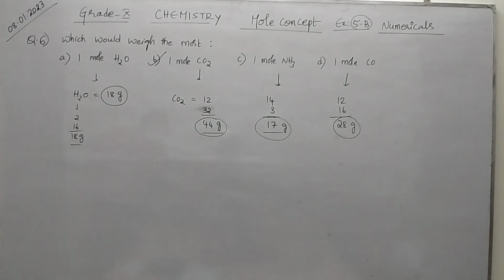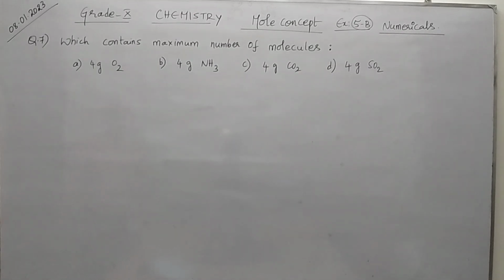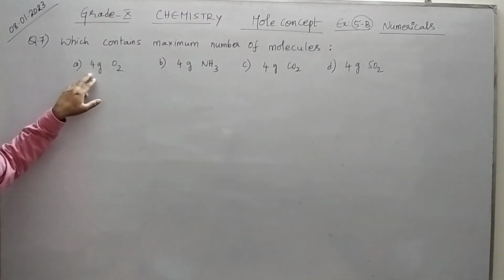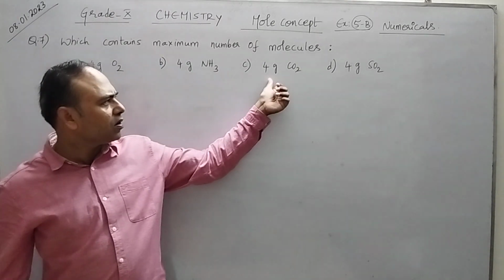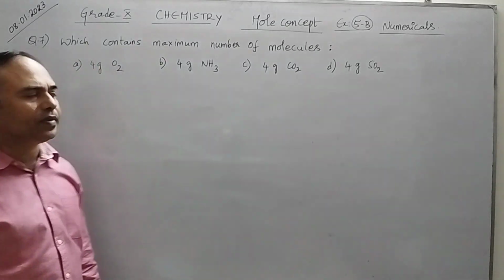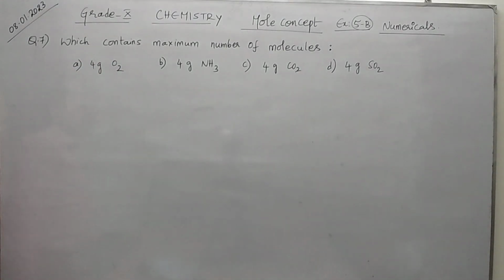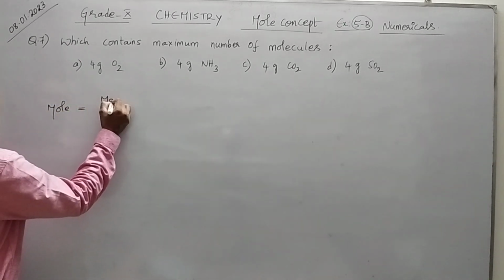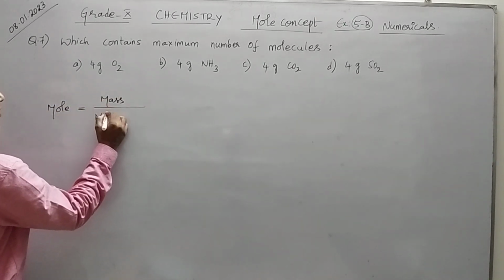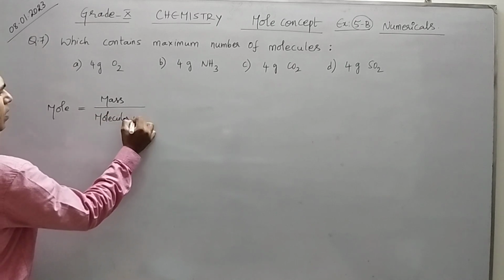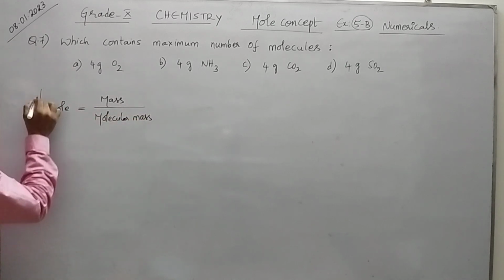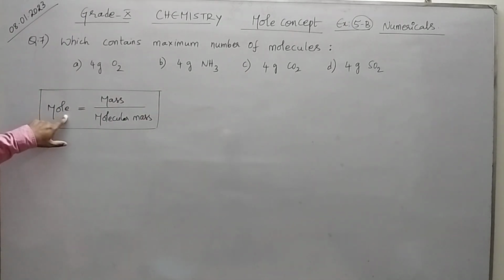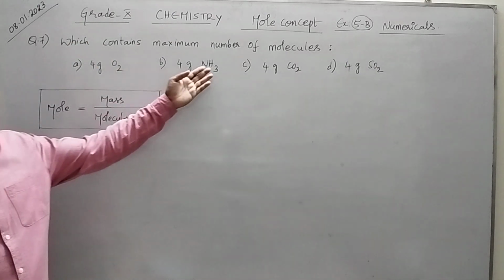Question number 7, which contains maximum number of molecules among 4 gram oxygen, 4 gram ammonia, 4 gram carbon dioxide and 4 gram SO2. Because they have given same mass, we can apply this formula, nothing but number of moles is equal to given mass by molecular mass. Another method is also there, but it is lengthy, so we can follow the simple method. If you calculate number of moles, you can easily identify the number of molecules.